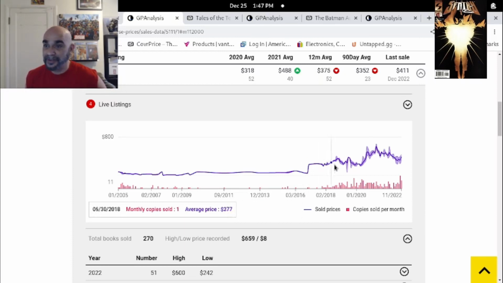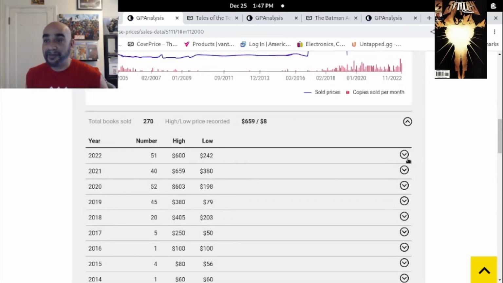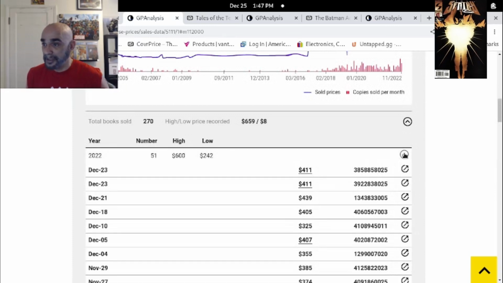But then as you can see here, it went to 222, climbed all the way to 342. It dipped all the way back down to 275. Started going up into the $500 range, and now it's starting to tater down, and it's starting to pick back up again. This year alone, we've had 51 copies of the book sold. And if we look here in the month of December, we've got 1, 2, 3, 4, 5, 6, 7 copies. We've got a low of 325 and a high of 411.